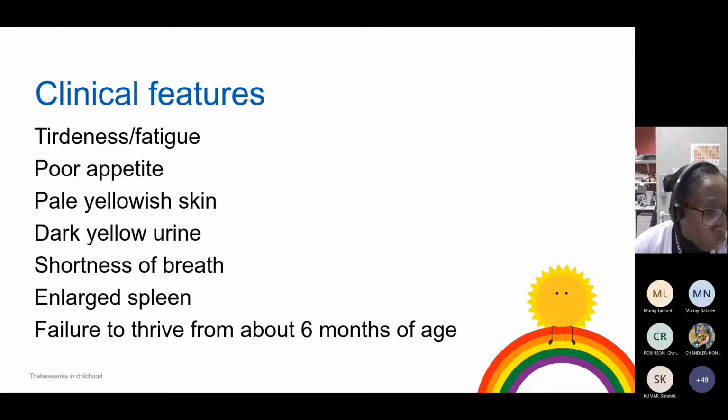Now, particularly with failure to thrive, the parents will say they were feeding okay up to about 3 months, and then they find out that they're just not feeding very well.